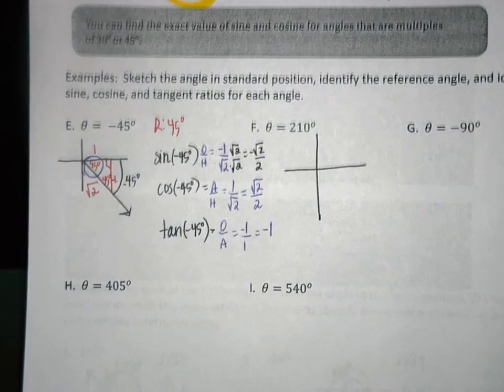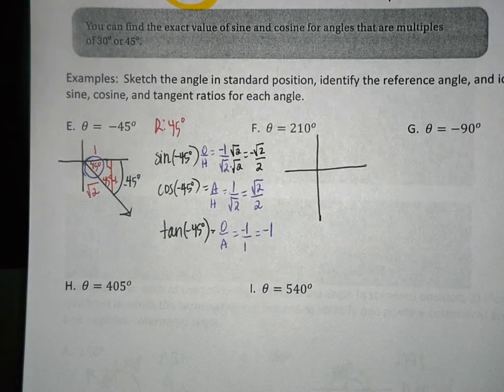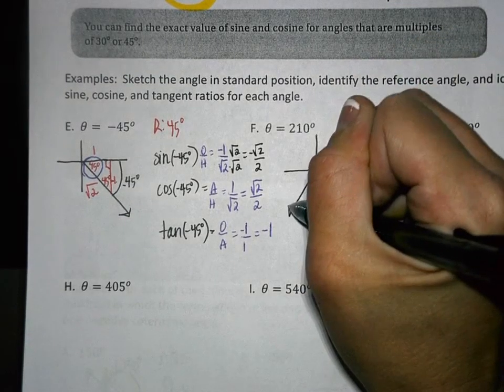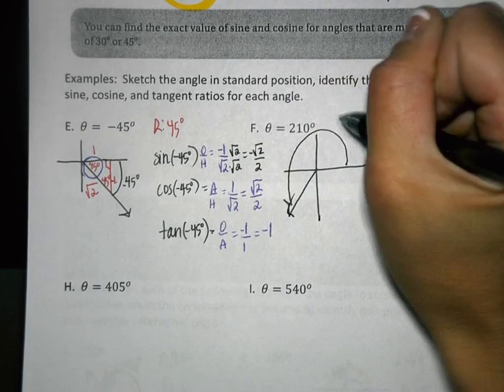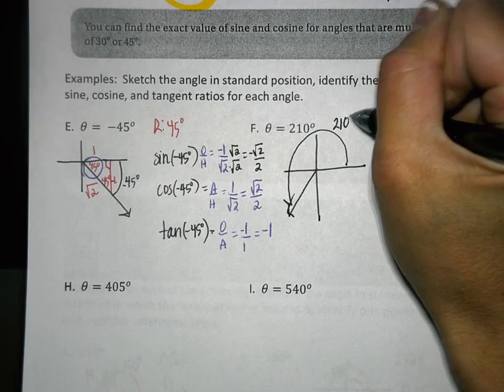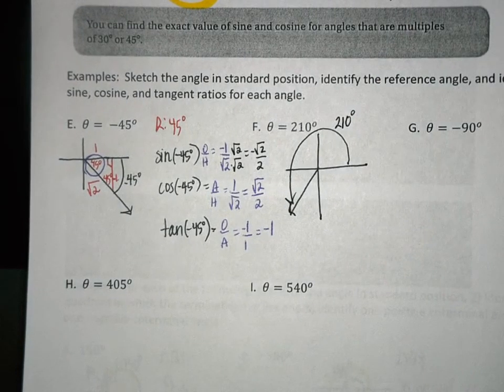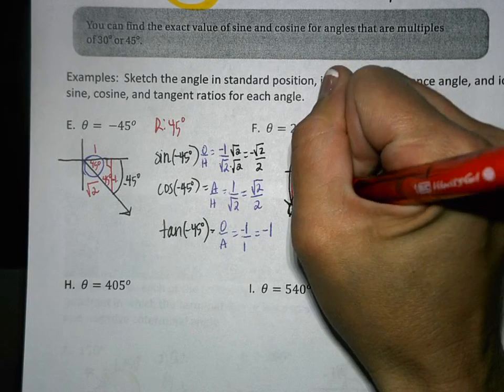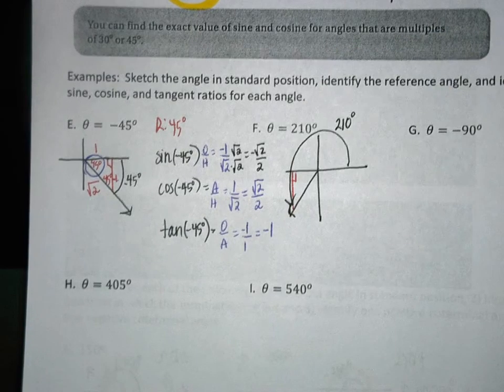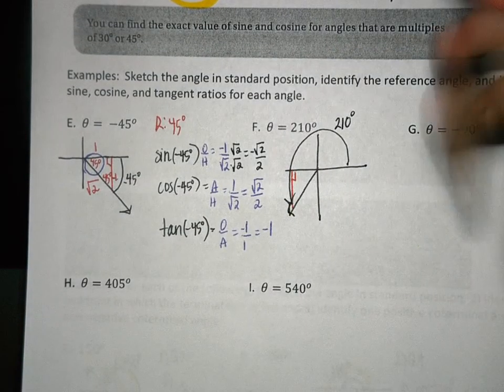Where is 210 degrees going to terminate? Quadrant 3, very good. So let's draw this. So we go around, we end at quadrant 3, that's 210 degrees. The first thing we always need to figure out, because this is where all of our information is going to be coming from, is our reference angle. Okay, what will be my reference angle for this problem?